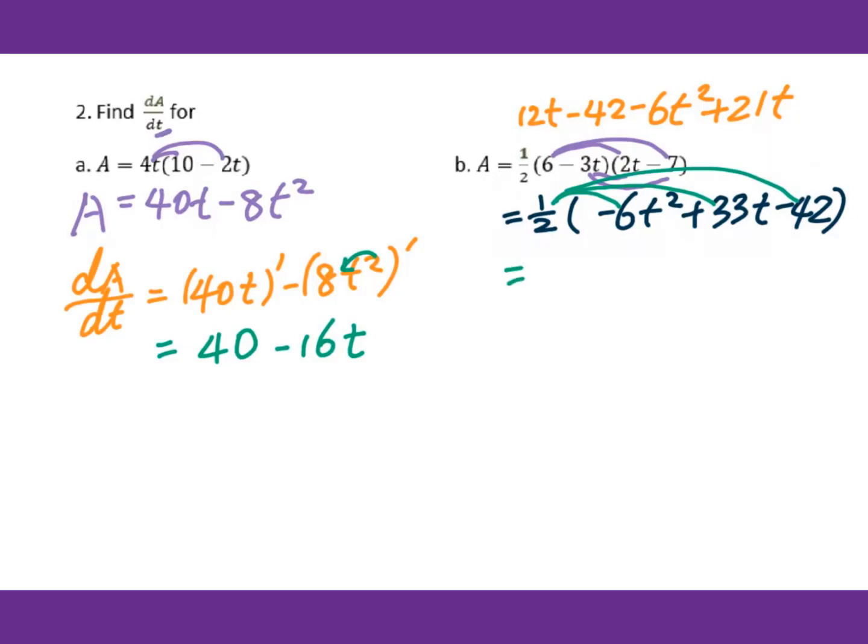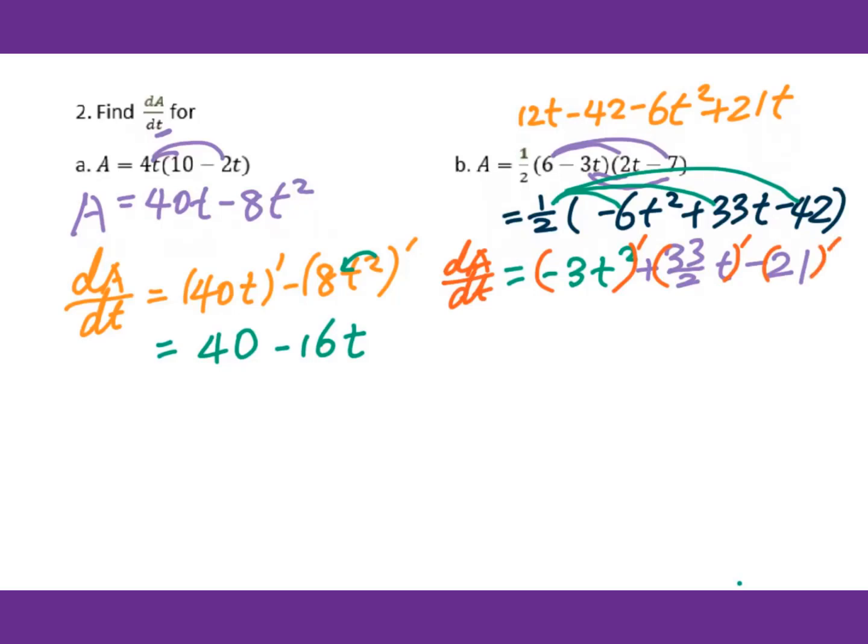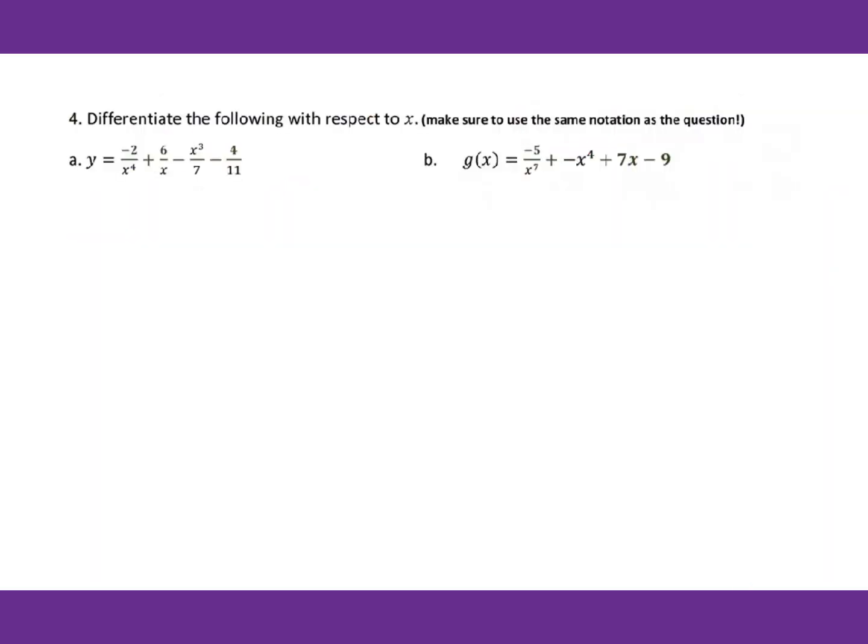So you get negative 6 times 1/2, that's negative 3t squared. 33 times 1/2, that will be 33 over 2t. Then 42 divided by 2, that's 21. This time we do dA by dt. So we have, drop down, negative 3 times 2 is negative 6t plus 33 over 2. That's it. Let's go to number 4.